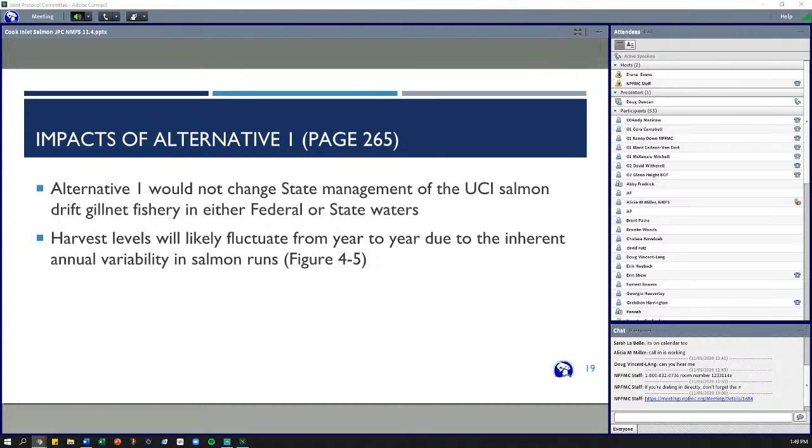First off, beginning with alternative 1, the no action alternative. Obviously, if we don't change anything, we don't expect that anything would change. State management of UCI salmon fisheries would not be modified in either state or federal waters. Harvest levels would continue to fluctuate simply due to natural variability in salmon, likely within previously observed ranges. That's pretty straightforward.